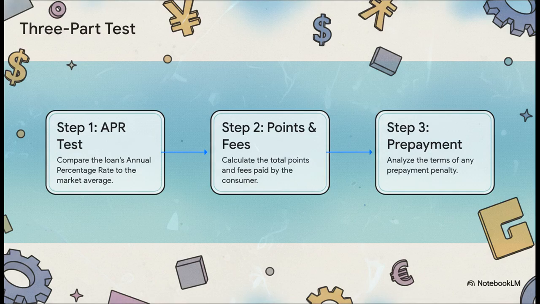Now here is the absolute most important thing to remember about these tests. A loan only needs to fail one of them. That's it. Trip the wire on the APR test, or the points and fees test, or the prepayment penalty test, and boom, it is officially a high-cost mortgage. That's why we have to understand each one perfectly. Let's start with the APR test.